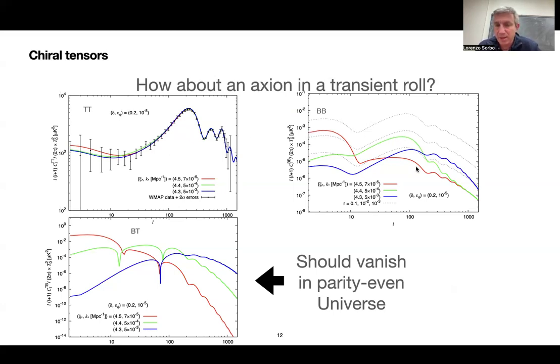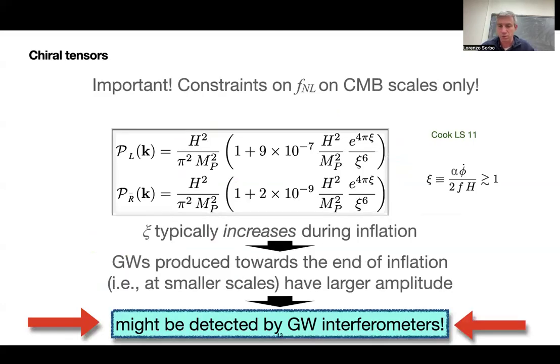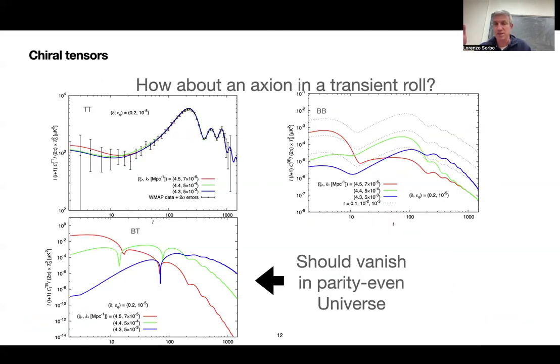This is the BB correlator. This is what normally should be associated to the amplitude of gravitational waves. So this model can actually lead to large gravitational waves only in a certain regime of multipoles, which is interesting.